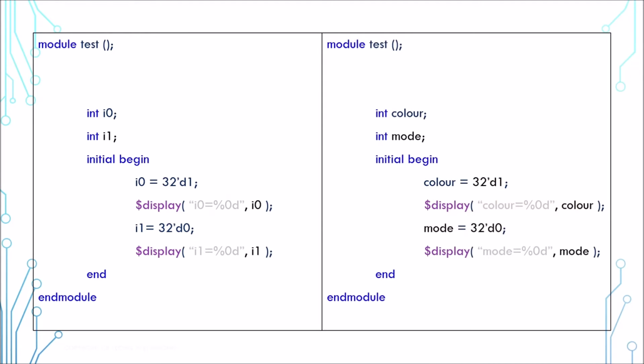The two variables are named color and mode. At least now you can map the code to the discussion. But still there is another problem. What is color value 1 and what is mode value 0?